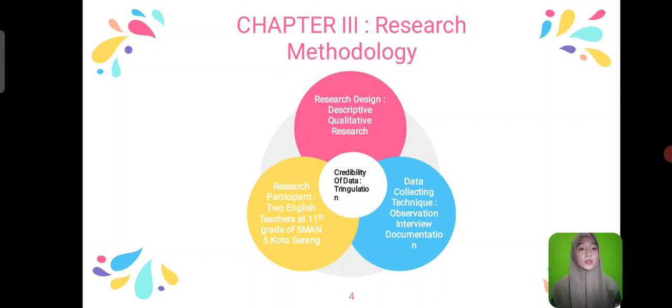And the last part is credibility of the data. I use triangulation because my data collecting technique is more than one.